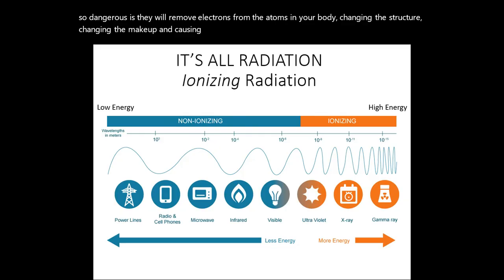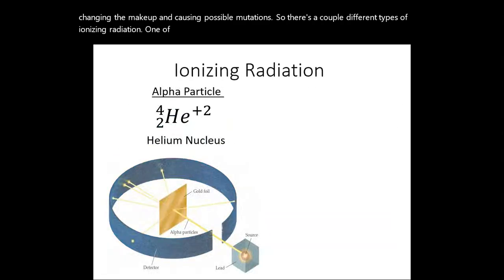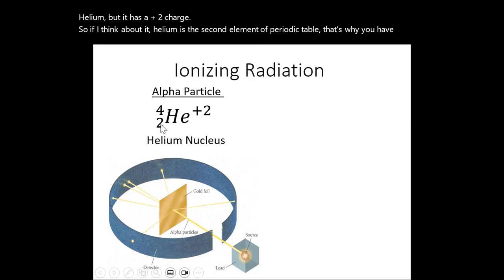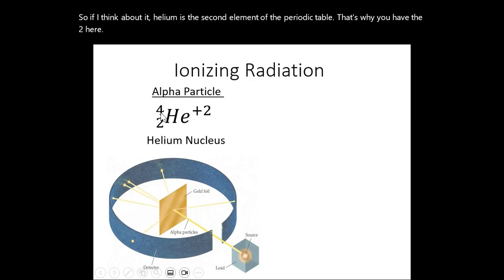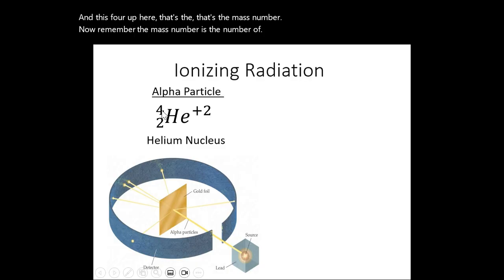So there are a couple different types of ionizing radiation. One of them is alpha particles. An alpha particle looks a lot like a helium nucleus. Notice it is helium, but it has a +2 charge. If I think about it, helium is the second element on the periodic table. That's why you have the 2 here. And this 4 up here is the mass number. Now remember, the mass number is the number of protons plus the number of neutrons, or the number of nucleons.